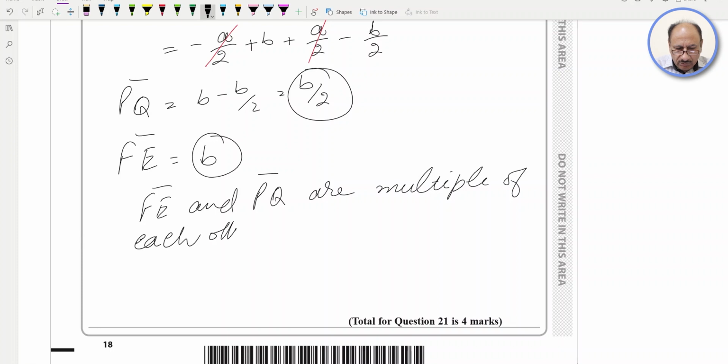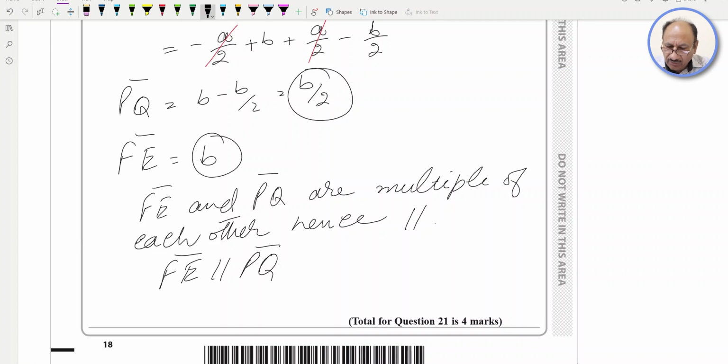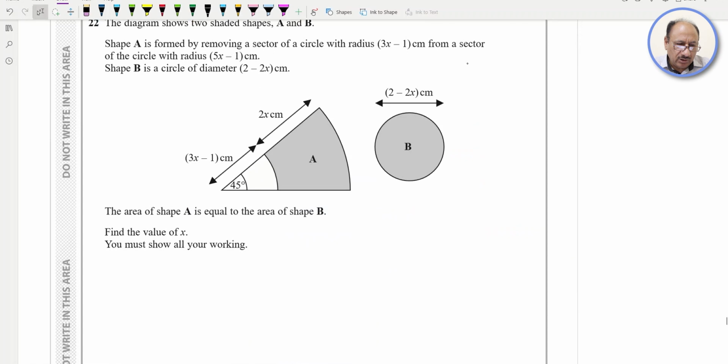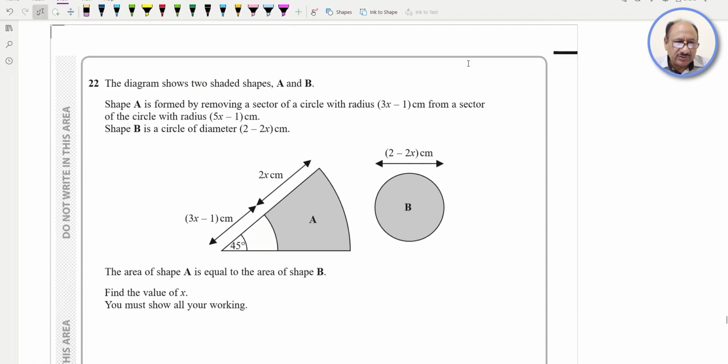Hence parallel. So we can write FE is parallel to PQ like this. This will be our final answer. This is the 4 marks part which we are done. Hopefully you understood this. Now this is an interesting question.